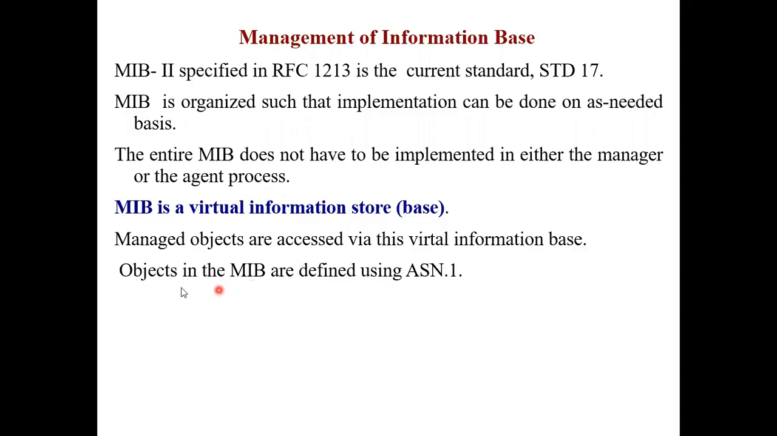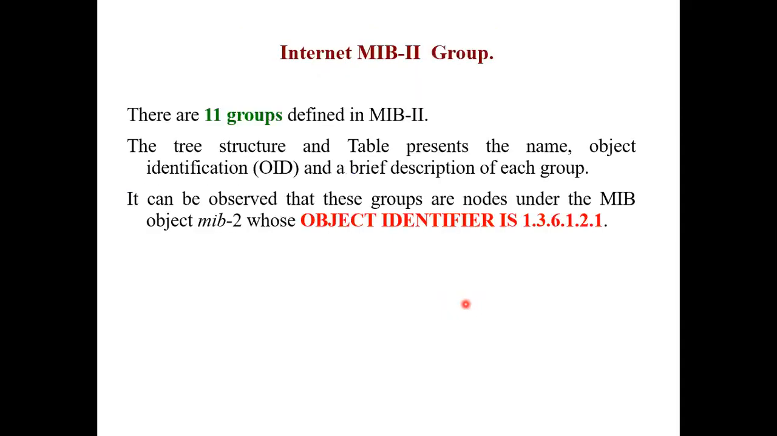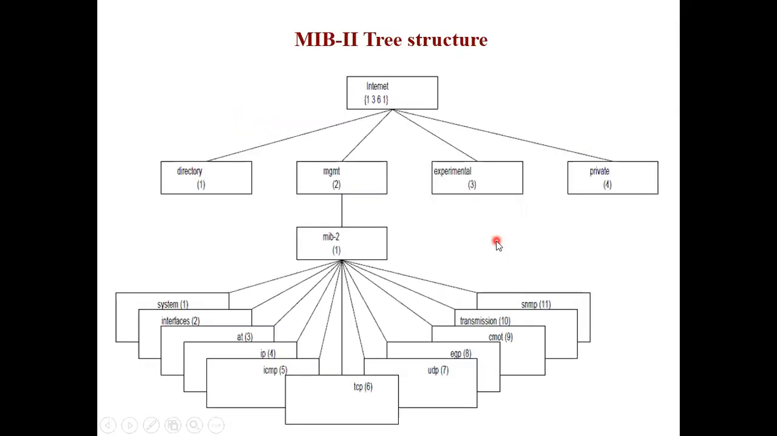Okay, now this you already know. Objects in MIB are defined using the ASN.1 standard. So if I go down the tree, there are 11 groups in the MIB tree. So internet, already you know, 1.3.6.1.2, okay, the object identifier. So I will show you.